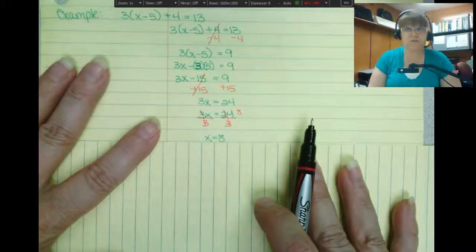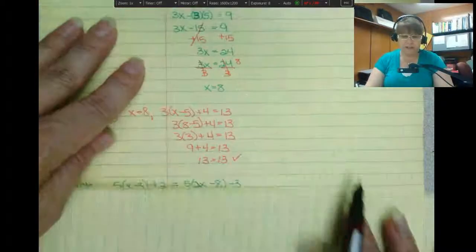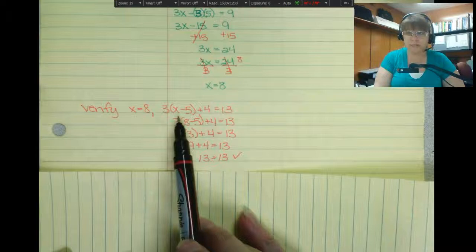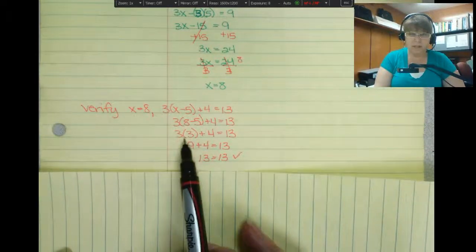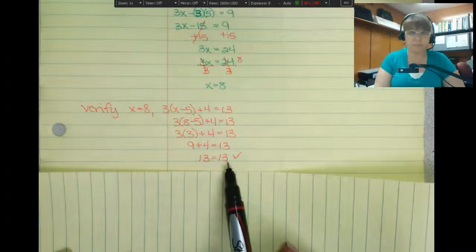But again, we need to verify that that is our solution. So we're going to plug it back into our equation. Wherever we see x, we're going to place an 8. 8 minus 5 equals 3. 3 times 3 is 9, plus 4 is 13. Yes, 13 does equal 13.